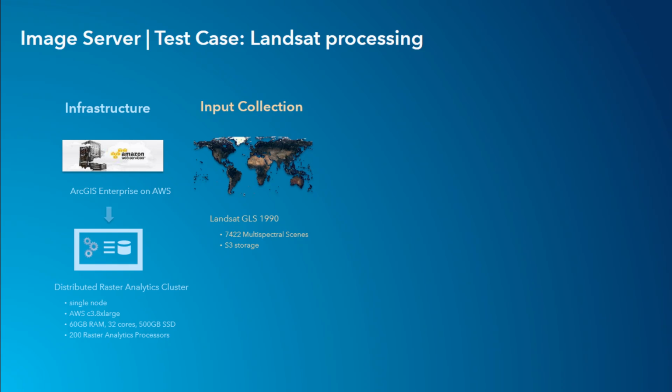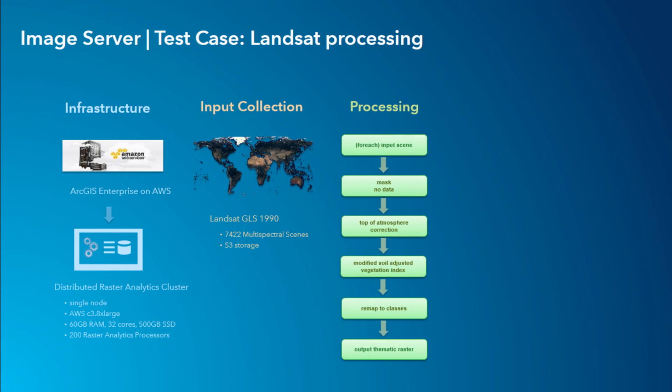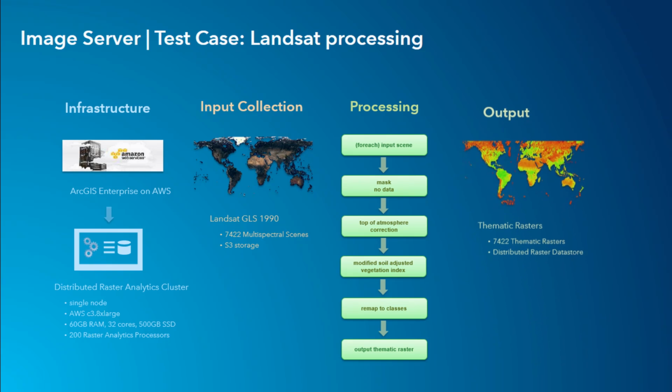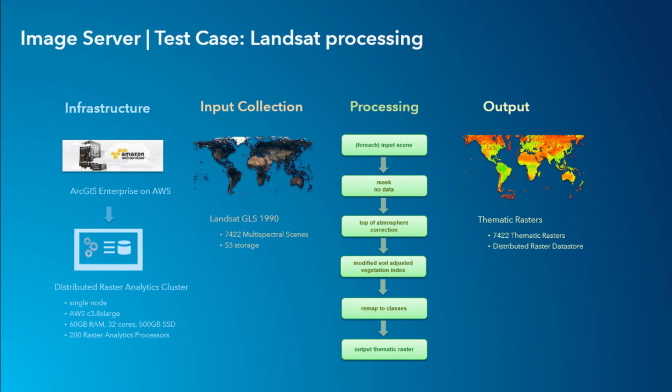But we didn't have to move that data around. We defined our processing chain to process all of these individual rasters, all 7,400, one at a time, to create a new derived output. Just under 3 hours, which comes out to 360 billion pixels processed in 3 hours. That's something that's tangible and worth looking at.